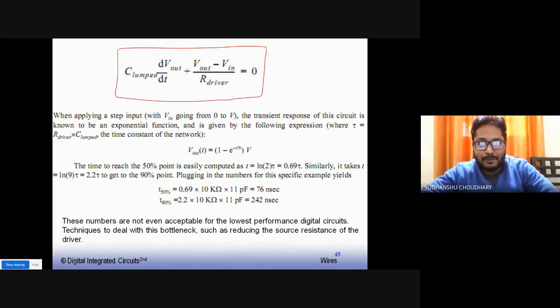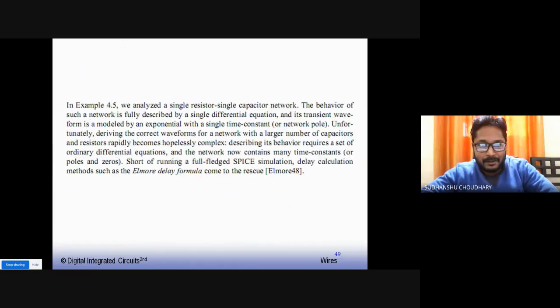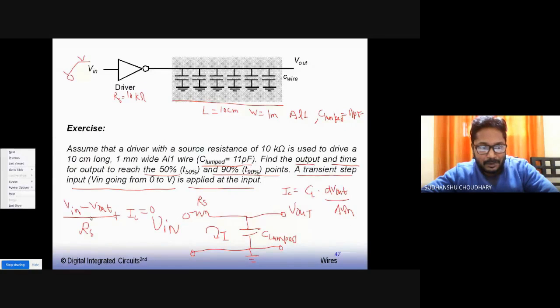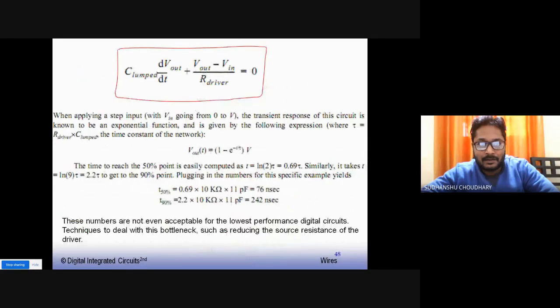So if you do this, you will get this equation here, the same equation here. Simply we have brought V out, both are here now. So you will get this here, and now this can further be solved and reduced to this equation. This we had seen earlier. That is V out is 1 minus e to the power minus t by tau into V in, and tau is RC.